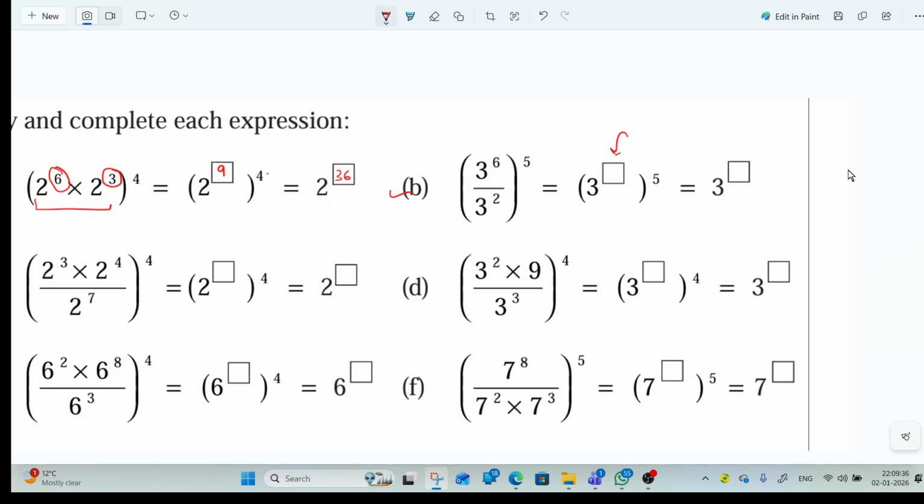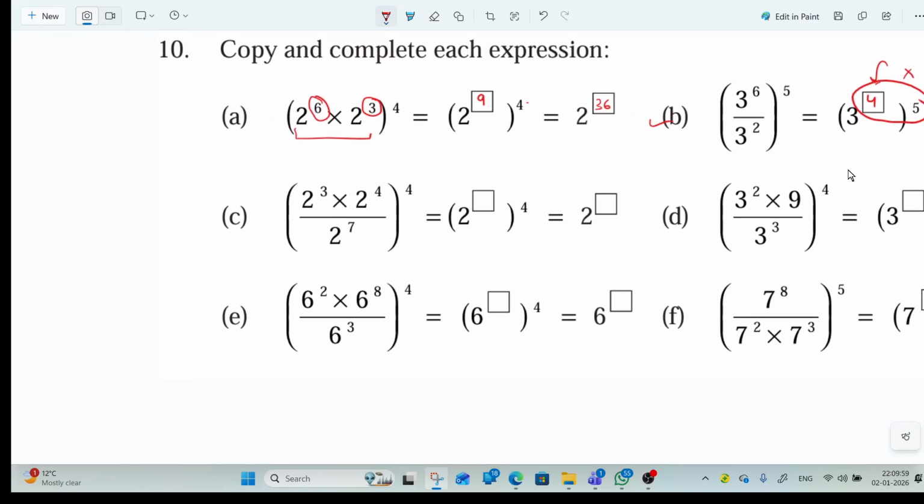Can you try this B1? What should I write here? 4. Very good. 6 minus minus 2 is 4. Now, what would you do to the times? 20. Very good. So 3 to the power 20. Now, in this one, first of all, what you need to do, if you multiply these two, they are already in multiplication, so you need to add them, right? How much is that?